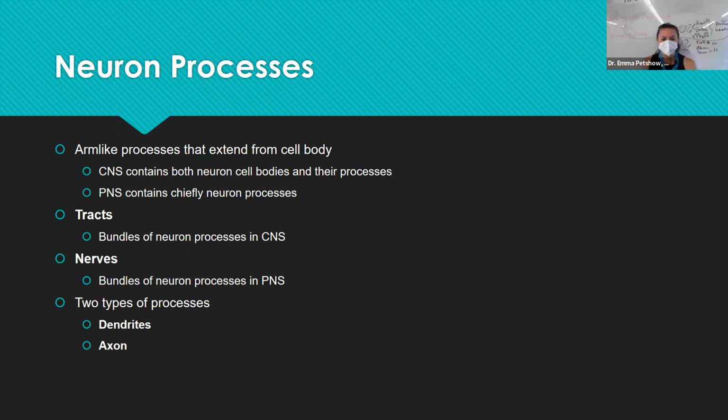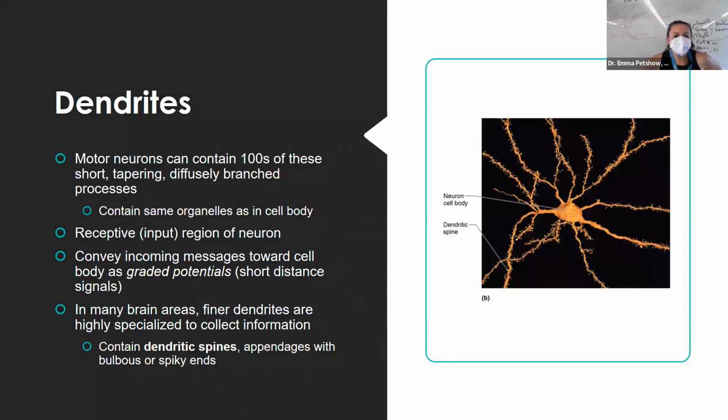Two main types of processes we'll look at are dendrites and axons. Most neurons can contain hundreds of dendrites. They're short, tapering, and diffusely branched. They contain some of the same organelles as the cell body, so they do have some metabolic processing that they can do themselves. They're the receptive input region of the neuron. They convey incoming messages toward the cell body, and they receive those messages as graded potentials, which we'll talk about. These are typically shorter distance signals.